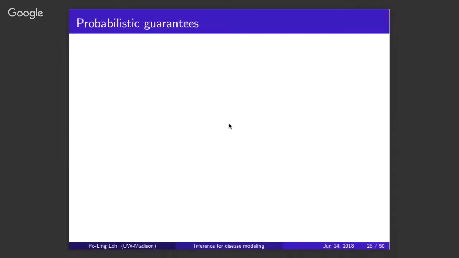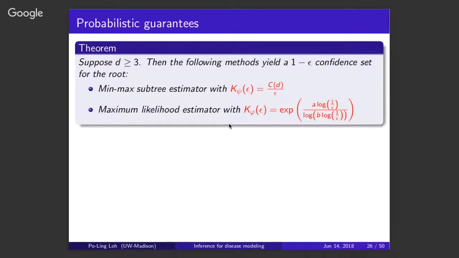Okay, so now here's the theorem. And the theorem basically says that this works. So let's parse out why it works. Basically it's saying that if the number of neighbors of each node is at least 3, and we'll talk about the d equals 2 case in a moment, then in fact we can get a 1 minus epsilon confidence set for the source node if we choose the k function to be what's listed on this slide.